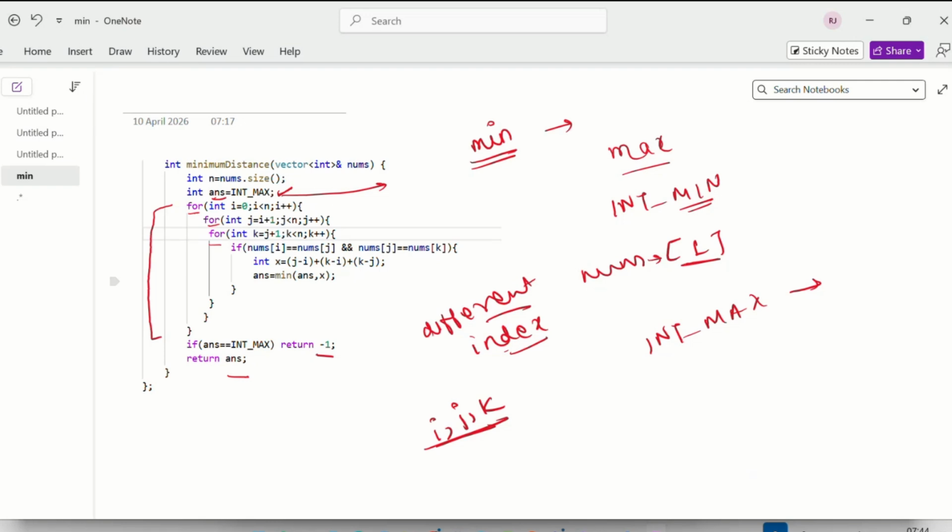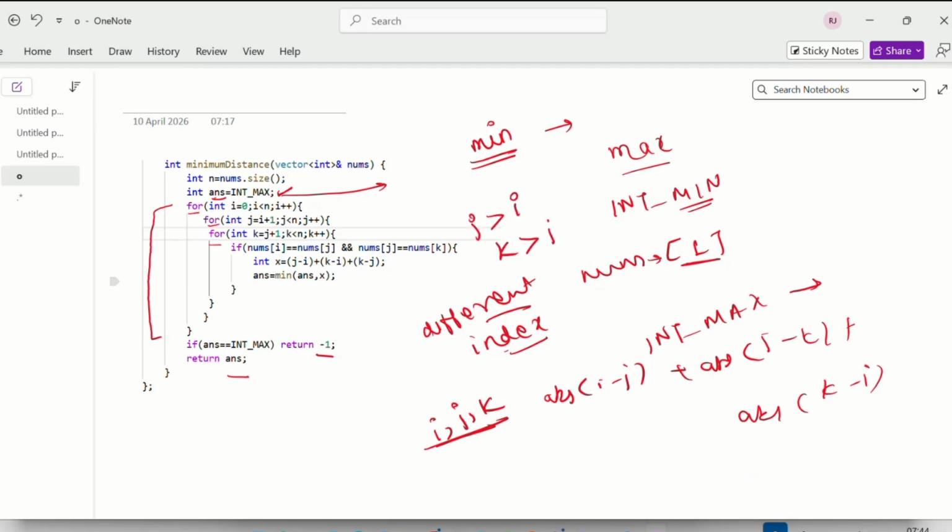There is one more thing: it will make our solution easier also. After these three for loops, we will check if nums[i] equals nums[j] and nums[j] equals nums[k]. Then we need to find the absolute difference of i minus j, plus the absolute difference of j minus k, plus the absolute difference of k minus i. But here, we are using loop i from 0 to n, j from i plus 1 to n, and k from j plus 1 to n. So our j will always be greater than i and our k will always be greater than j, because we are using one extra value for the for loop.